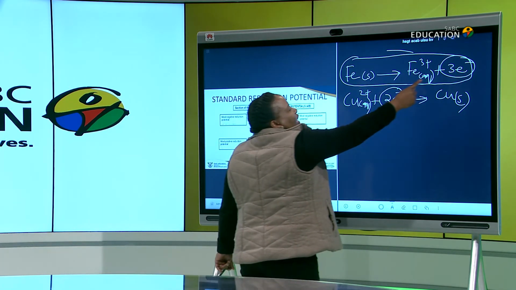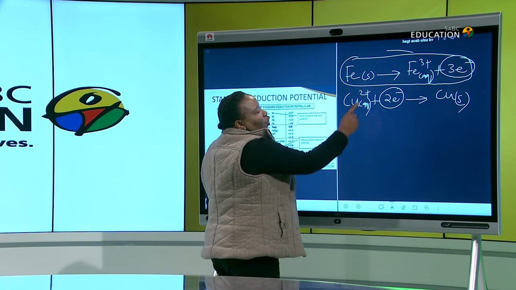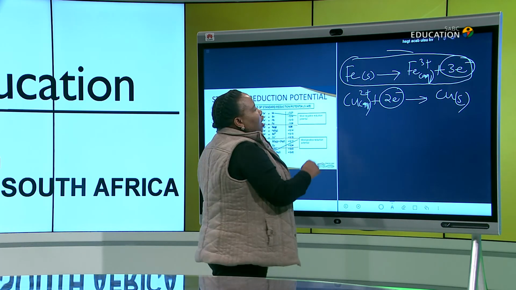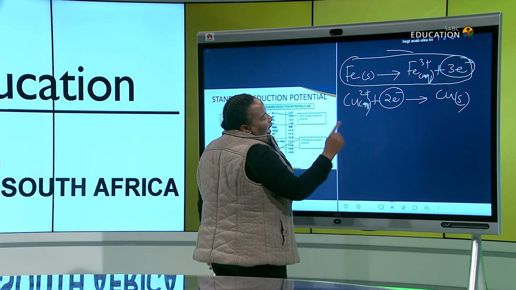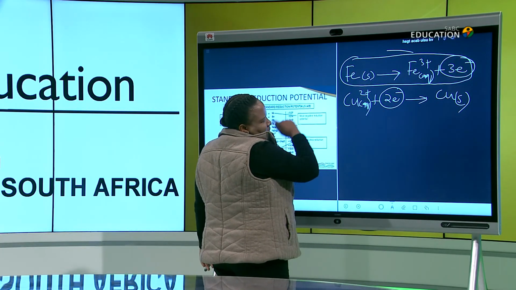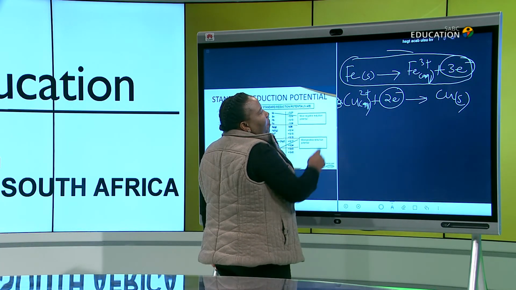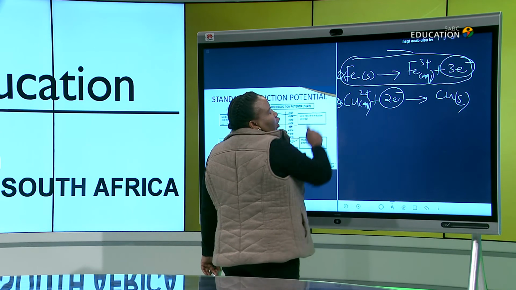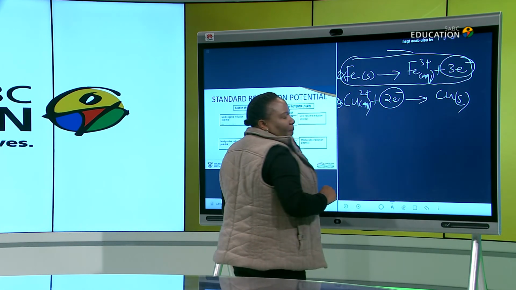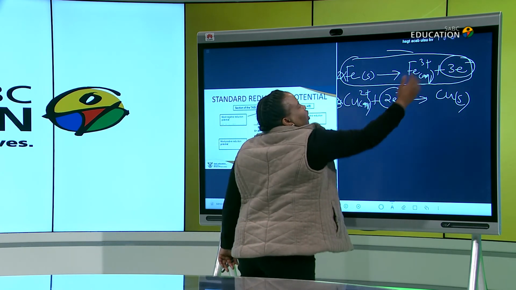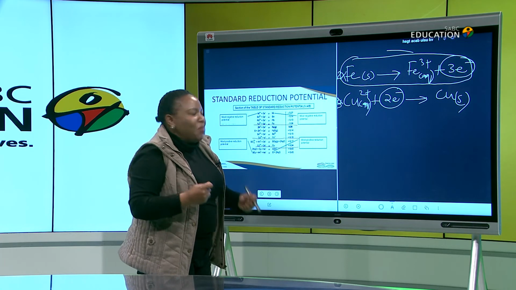We have 2 electrons released by iron, and we have 2 electrons gained by copper. So for you to write the net reaction, you take the number of electrons released by iron and multiply on the reaction of copper. So the iron half-reaction is going to be multiplied by 3, and the copper one we are going to multiply by 2. When we multiply everything by 2 here and by 3 here, the number of electrons gained and the number of electrons lost are going to be the same.